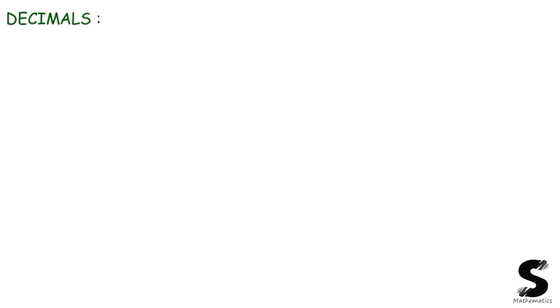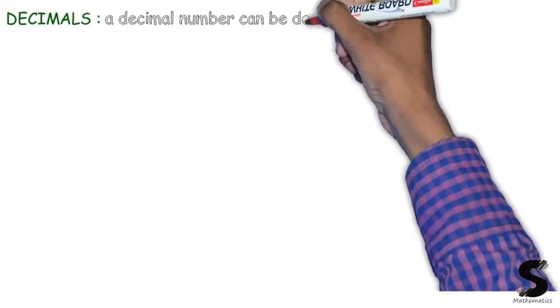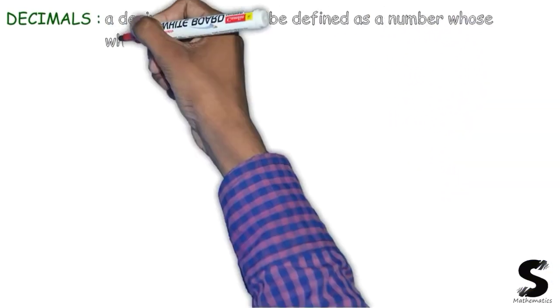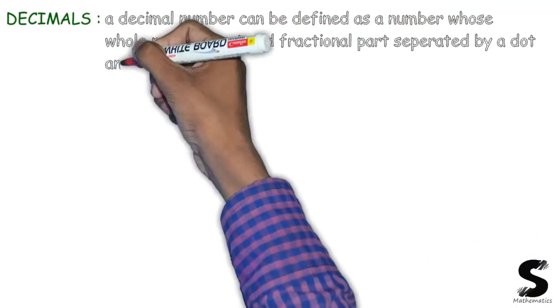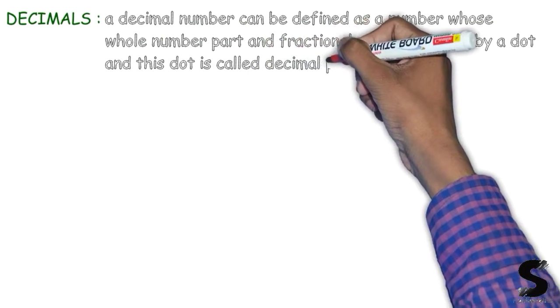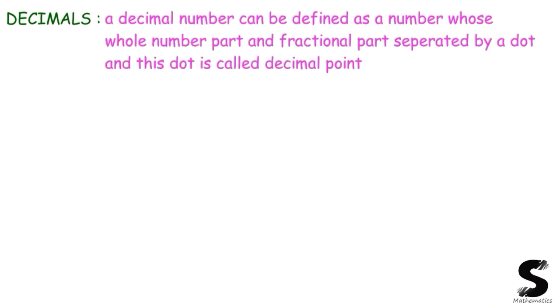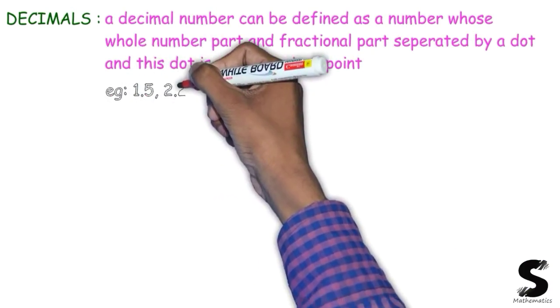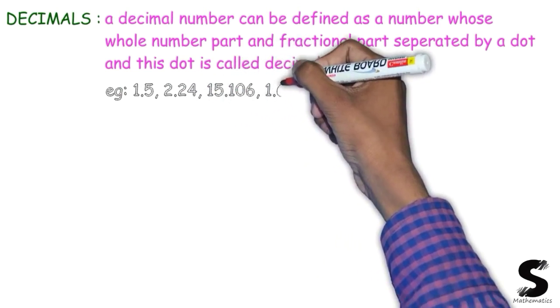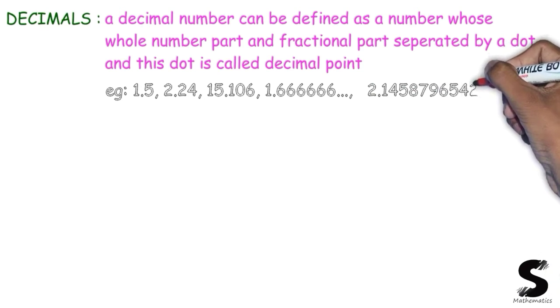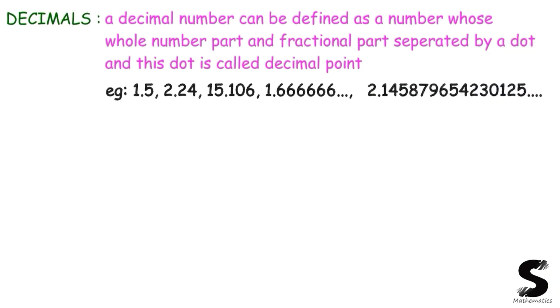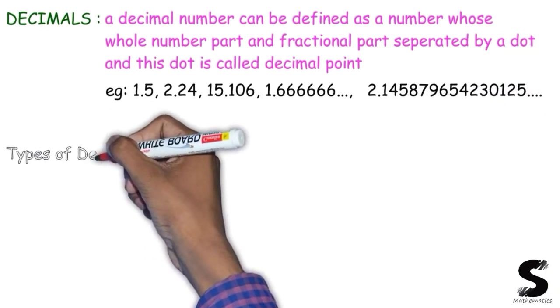So, decimals. A decimal number can be defined as a number whose whole part and fractional part are separated by a dot, and this dot is called the decimal point. Example: 1.5, 2.24, 15.106, 1.666 and so on, 2.14587996 and so on.